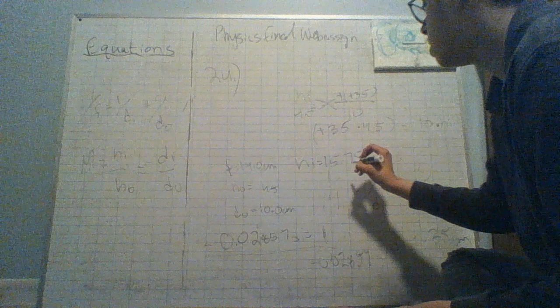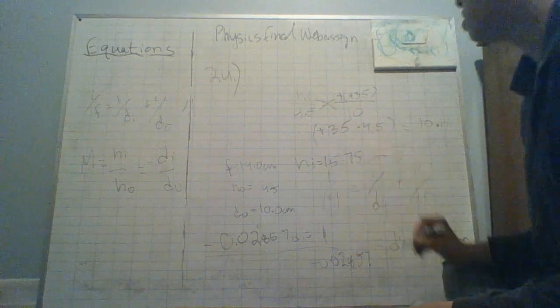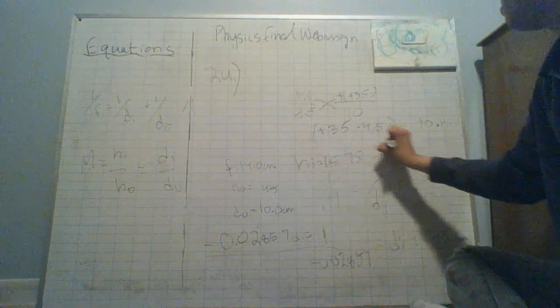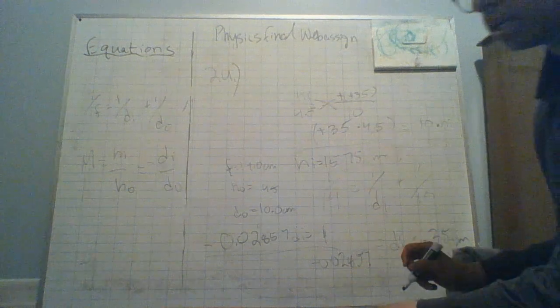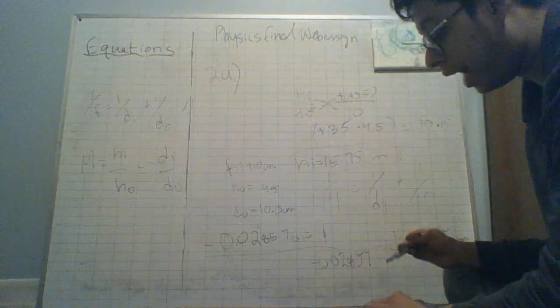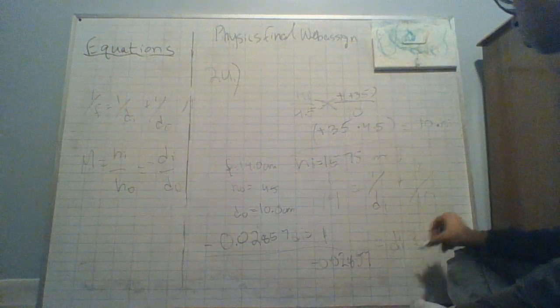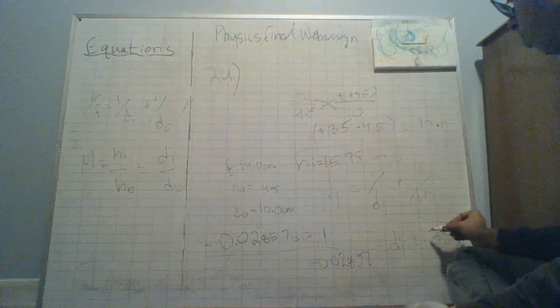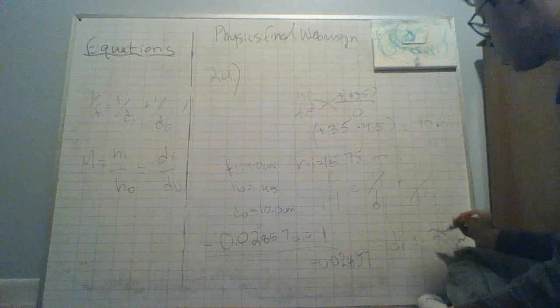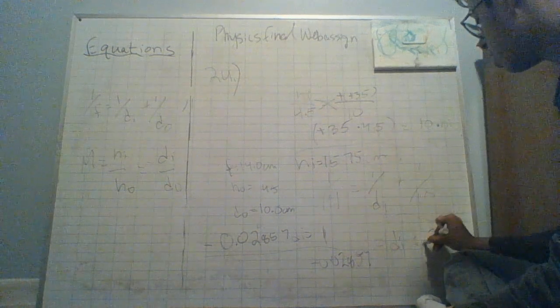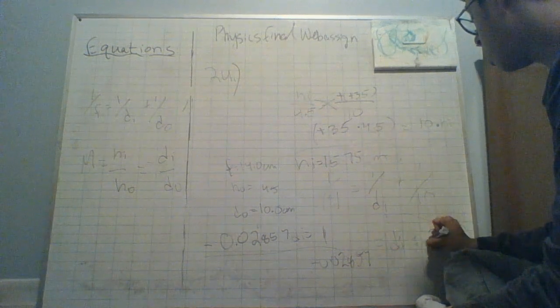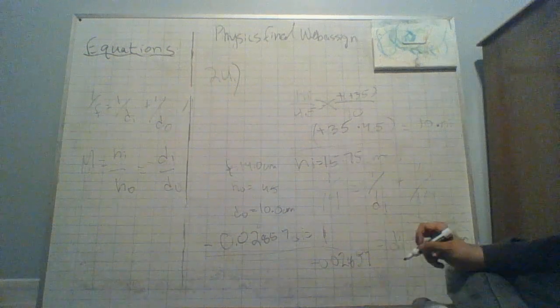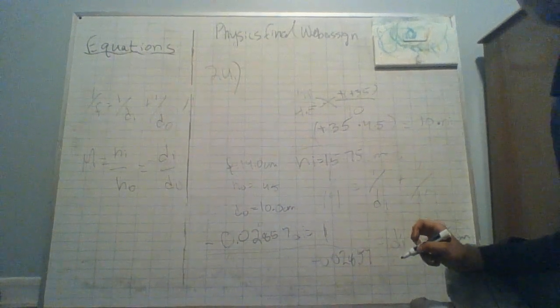I'm sorry, I have to keep on deleting my old work because I'm running out of space. So hi is equal to 15.75. That's going to be the height, and di is equal to negative 35 centimeters. If only this marker would work. That's going to be your location. That's how you do number 24 on the WebAssign.